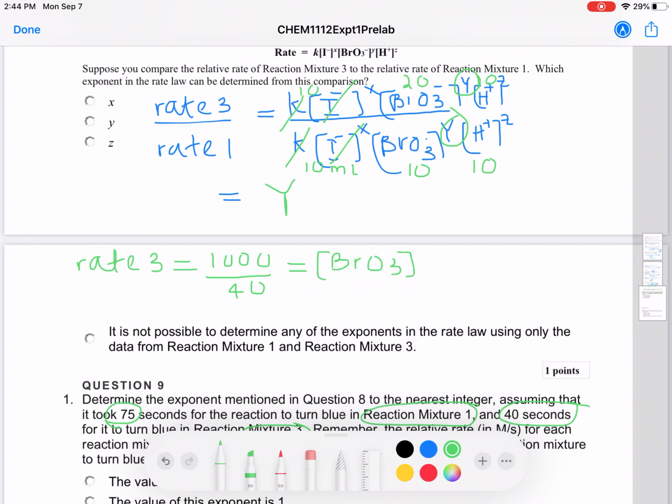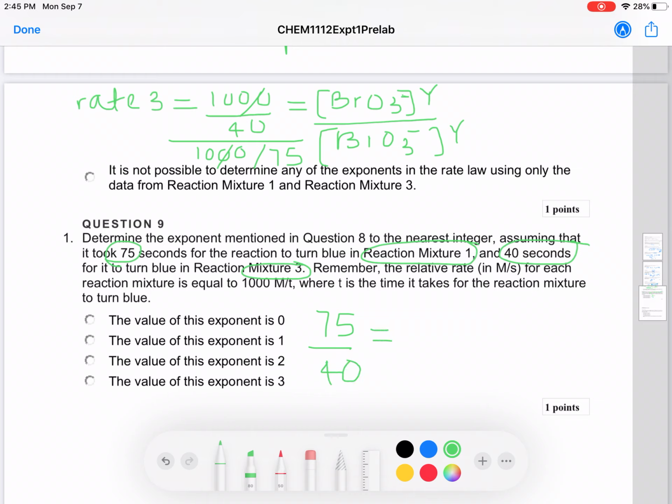That's going to be your y in reaction mixture 3, and you divide by the concentration of bromate, that's also y. Then you divide this by 1000 over 75. So 1000 and 1000 cancel, and we have 75 over 40. Okay, so that will be 75 over 40. And then the concentration of bromate in reaction mixture 3.